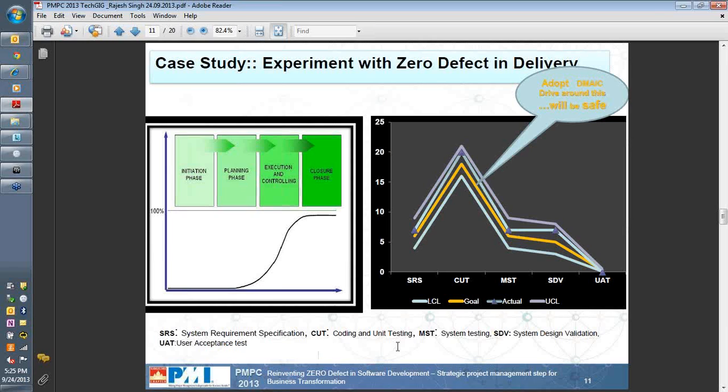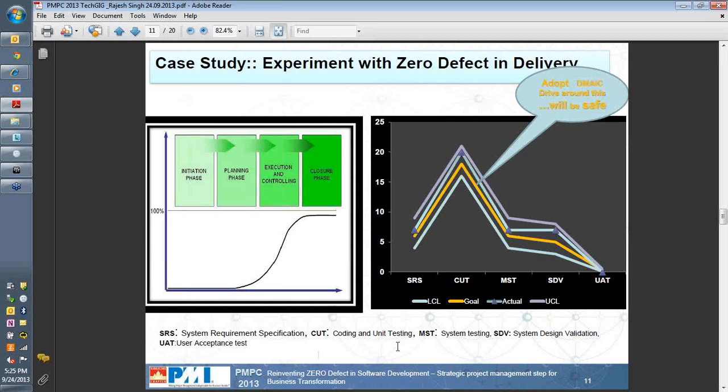Let me explain some of the terms. Looking at the right side of the graph, SRS is system requirement specification, CUT is coding and unit testing, MST is system testing, SDV is system design validation, and UAT, as you all know, is the user acceptance test. You must be seeing that this graph goes up, down, up, down.